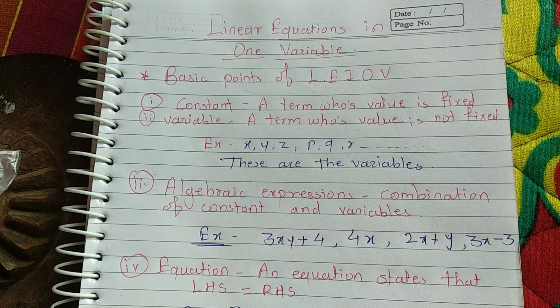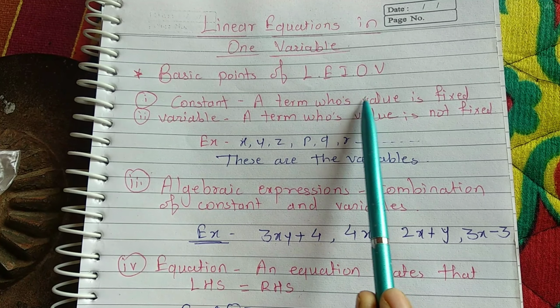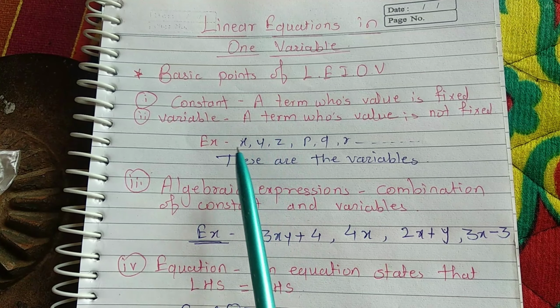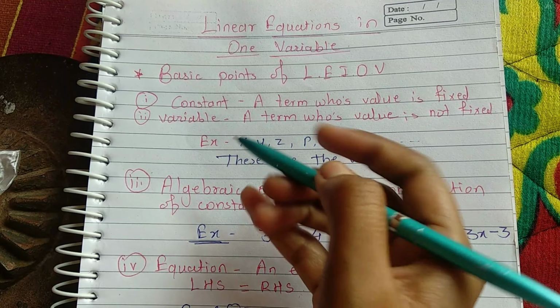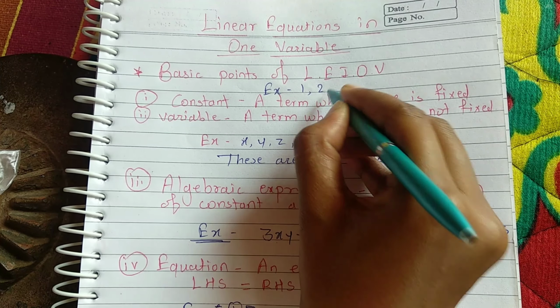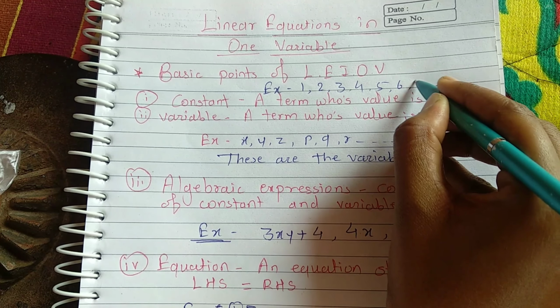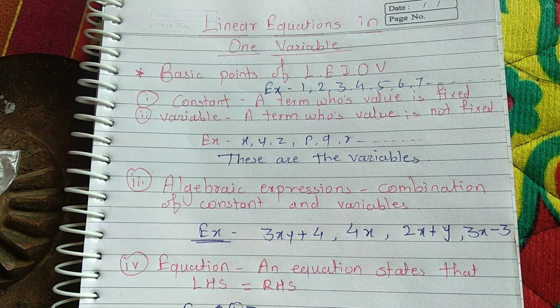Okay, we will see what constant means. Constant means a term whose value is fixed. For example, 1, 2, 3, 4, 5, 6, 7 up to infinity. We do not change these values.